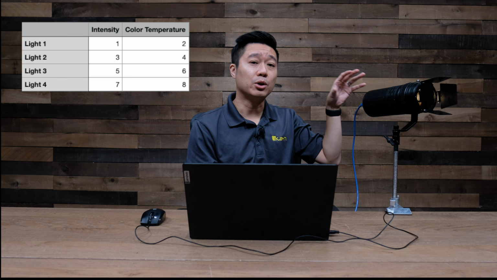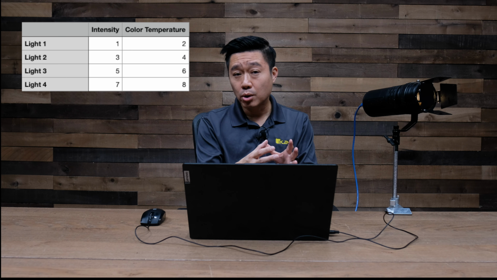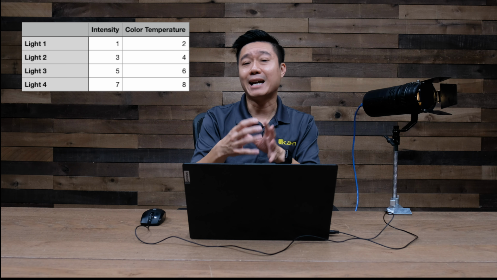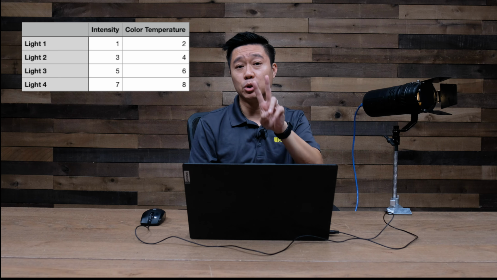DMX is auto-assigned within the plugin. Basically, light 1 is going to be channels 1 and 2, then light 2 will be channels 3 and 4, and so on, because each of our lights only take up 2 channels.